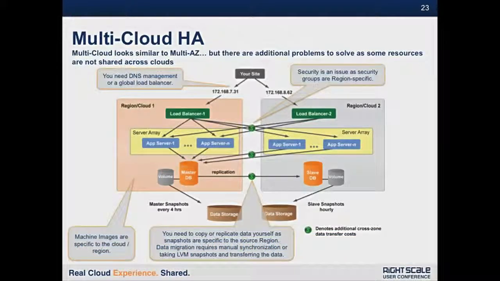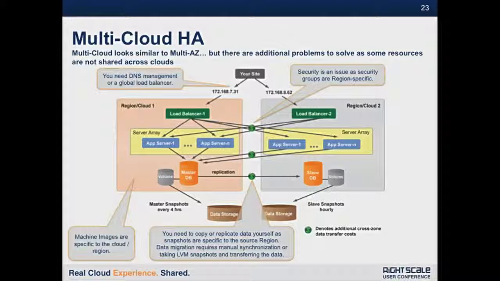So it looks similar to multi-AZ, right? If you think about this, and got rid of the region and cloud 1, cloud 2, it looks a lot like the multi-AZ solution, right? And it is. It basically is a similar concept, but it has some very, very different caveats, right? For example, you've got to deal with DNS management. All right, that's not so bad. We've got DNS APIs that can do round robin or geo load balancing or whatever it might be.